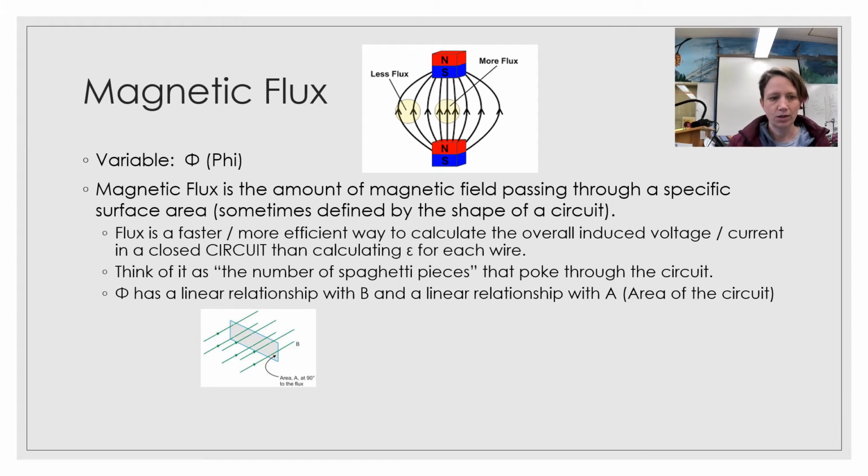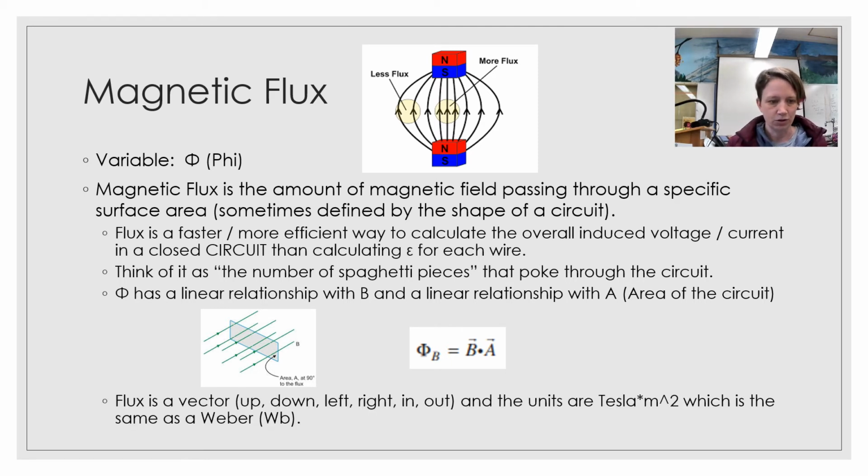Flux is going to have a linear relationship with the strength of the magnetic field, and it's also going to have a linear relationship with the area of the circuit that is perpendicular to the field, because there'd be ways to make that area not perpendicular so none of the field went through it, and that's relevant as well. But A is specifically usually going to be the area of the circuit. So the equation to calculate flux is actually really simple. It's just B, the magnetic field strength, multiplied by the surface area of your circuit.